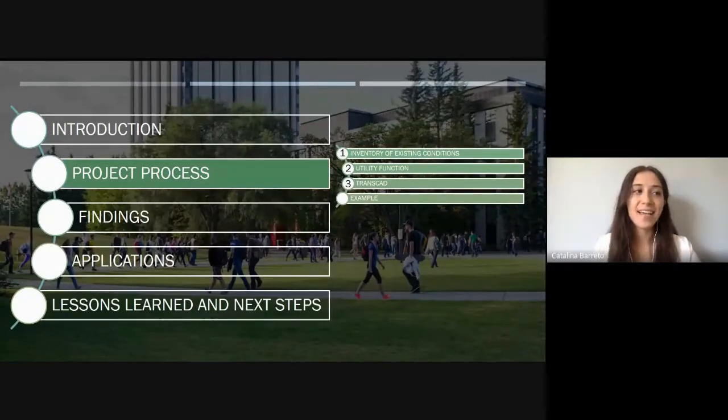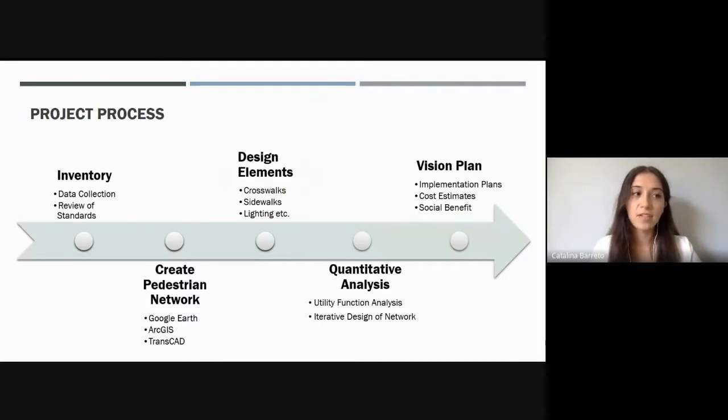Hi, I'm Catalina, and in the next portion of the presentation, we'll be moving into the steps taken in the project, and I'll go into a little bit of detail with Saad about the analysis section as well. This graphic here shows an overview of the main stages of the project. In the early stages, we took inventory of all of the existing pedestrian facilities and the conditions in the area and conducted a literature review of established design standards and guidelines currently in use.